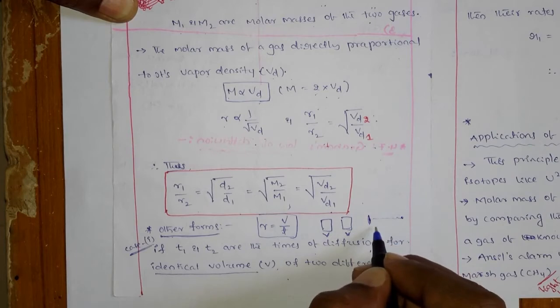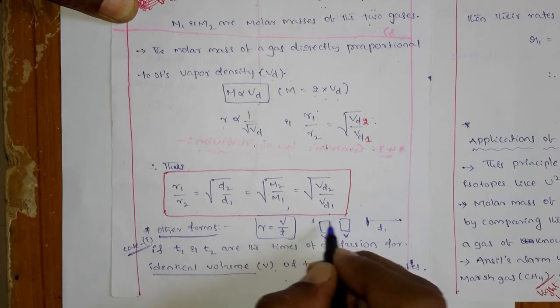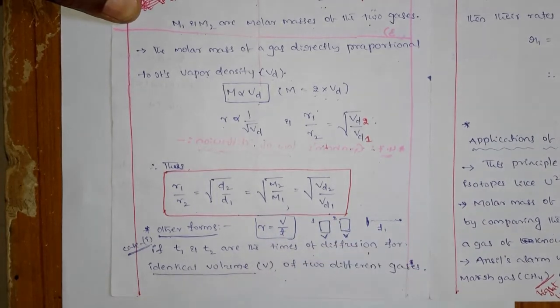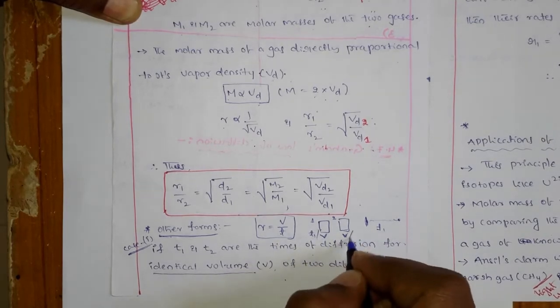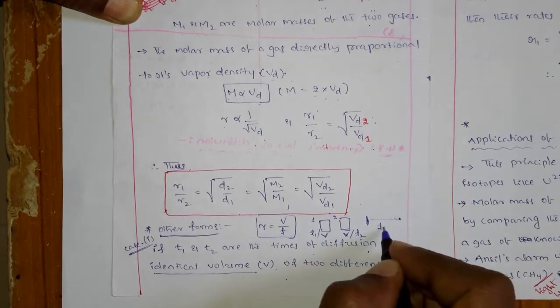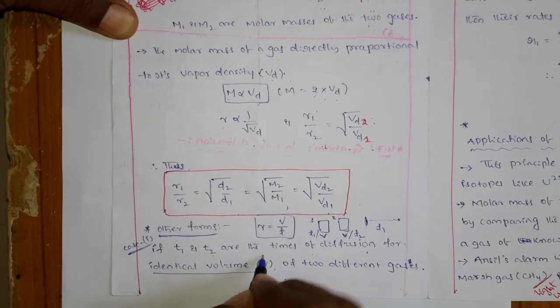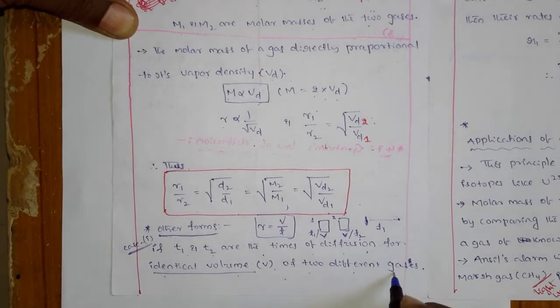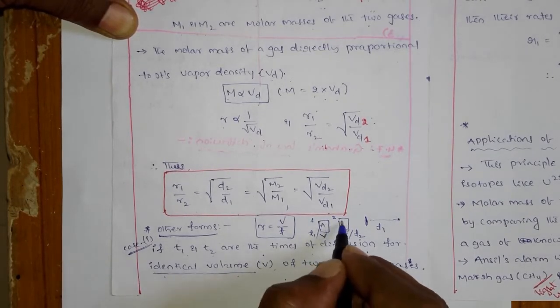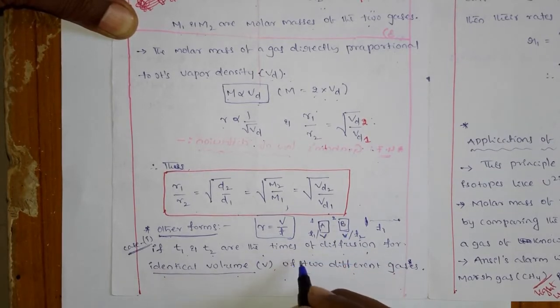The first gas, assume it takes time T1. This is the first gas and this is the second gas. The first gas takes T1, and the second gas has taken T2 time, for the same distance. Now, if T1 and T2 are the times of diffusion for identical volumes of two different gases, A and B, what is the relation? For the two different gases the volume is the same, but the time traveled is different.